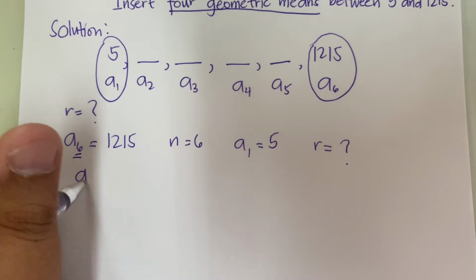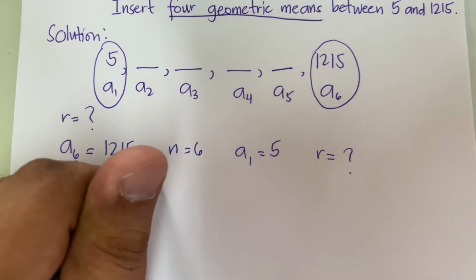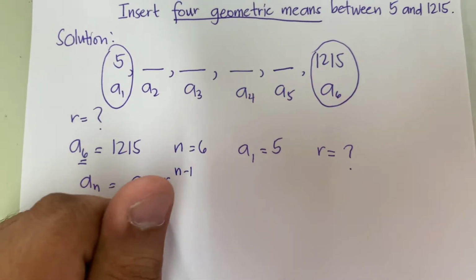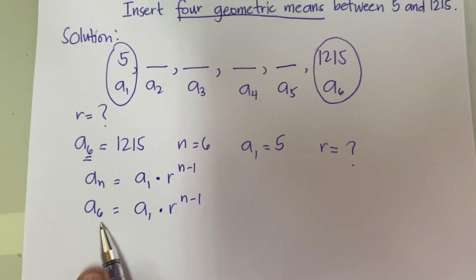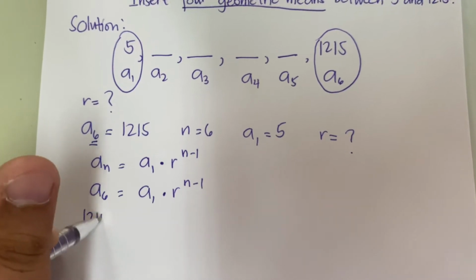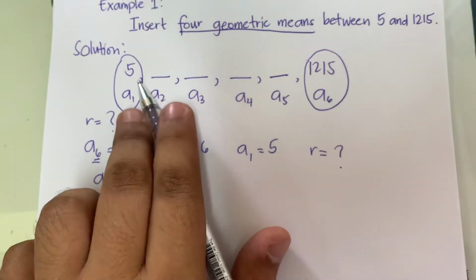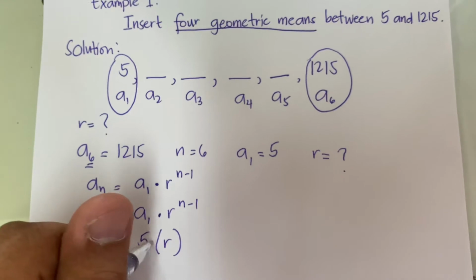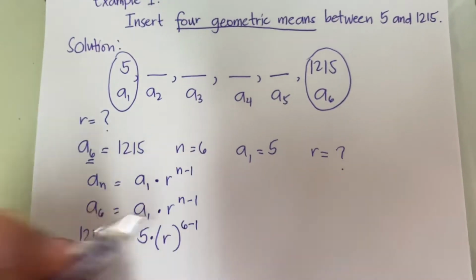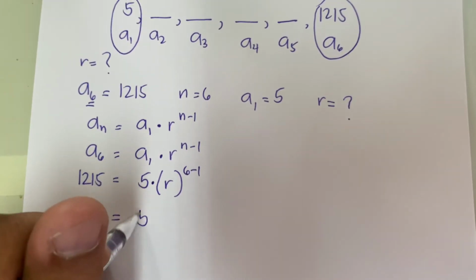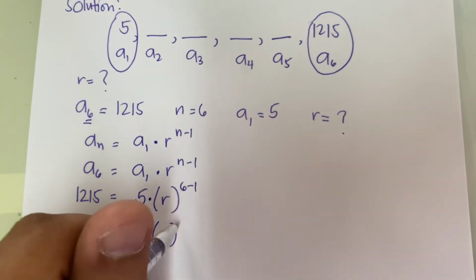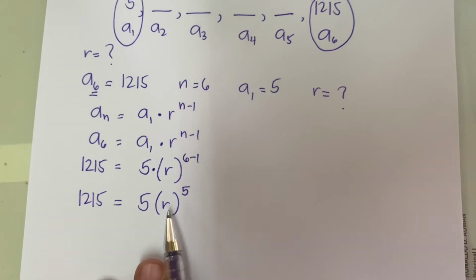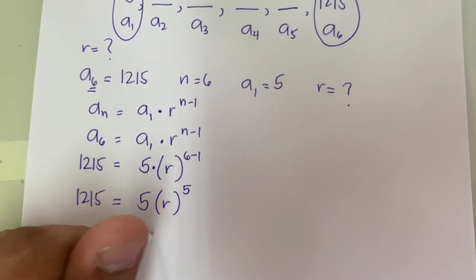Now, use the formula. Again, it's a sub n is equal to a sub 1 times r to the power of n minus 1. So, I'll be using a sub 6. So, a sub 6 can be substituted as 1,215. A sub 1 can be substituted again as 5, because it's given. And r is unknown, to the power of n, which is 6 minus 1. Next step is to subtract. So 5, r to the power of 6 minus 1. The answer is 5, so just copy 1,215. Now, what's the answer of 5 times r to the power of 5? It's simply 5r to the power of 5.